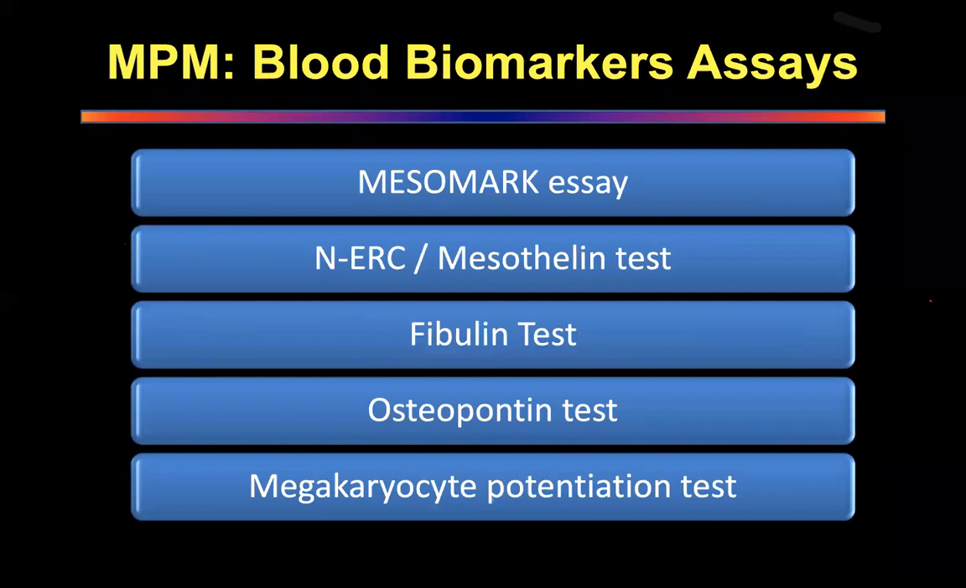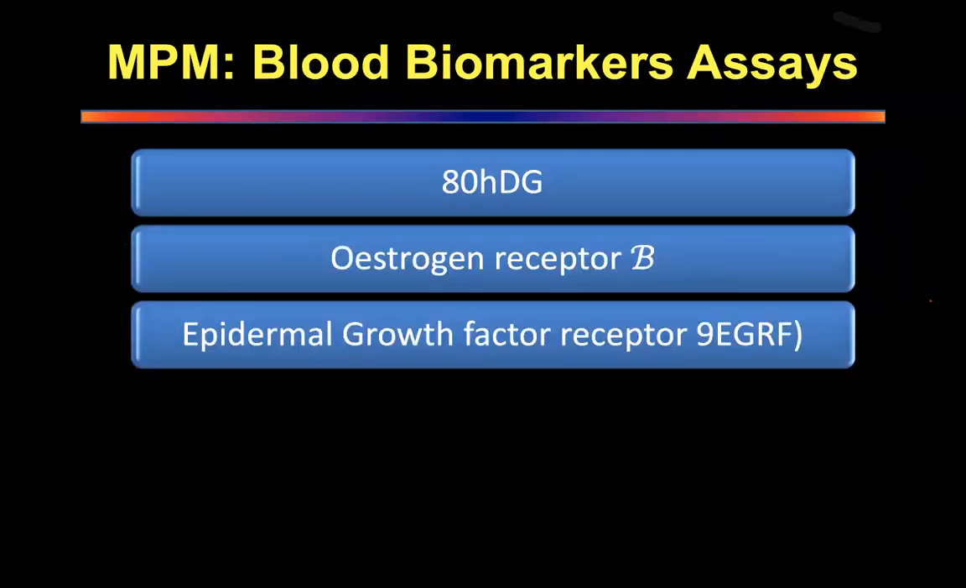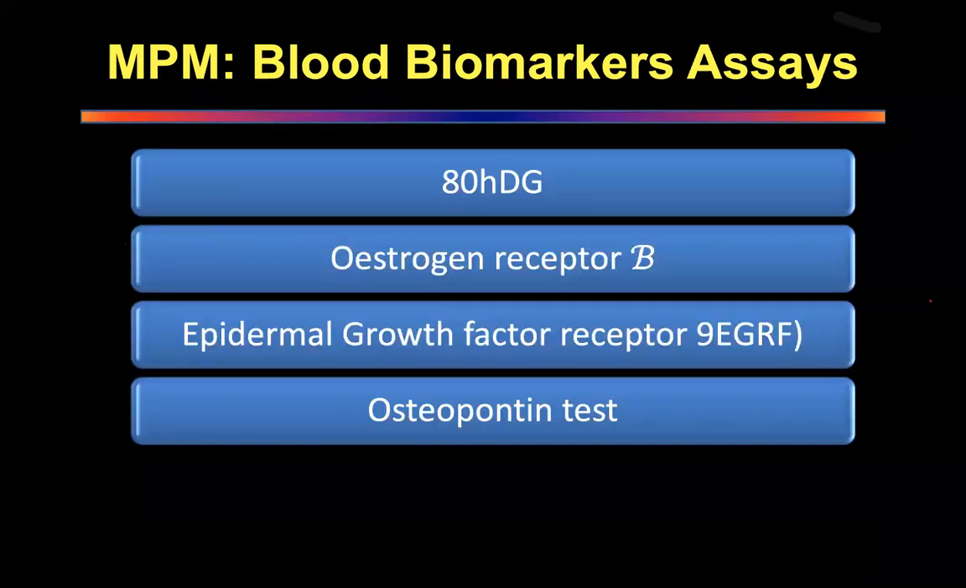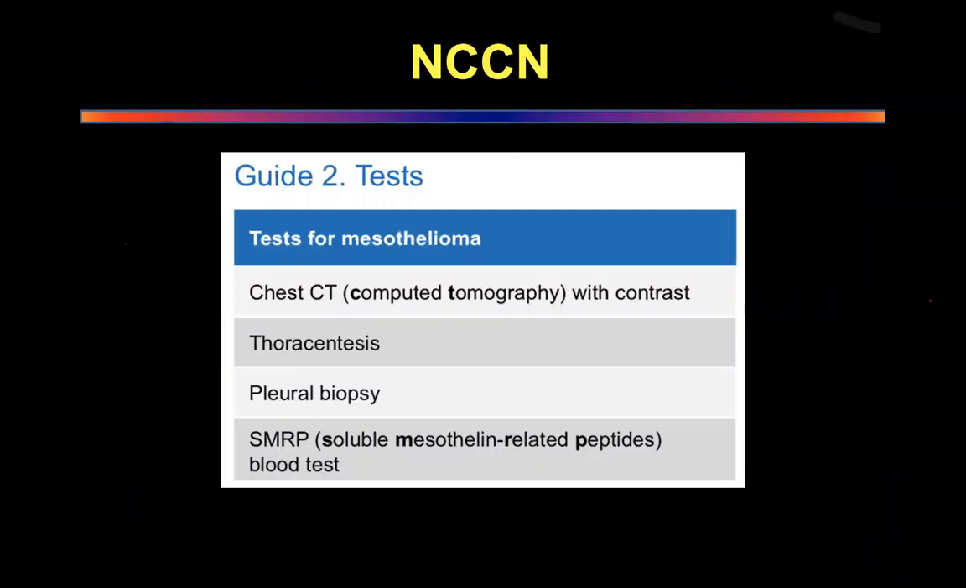I'll just quickly show you the 2 slides. So mesomark, MERC, which is a mesothelin test, fibulin, osteopontin, megakaryocyte potentiation test, ATSDG, estrogen receptors, EGFR, osteopontin, and calretinine. So if you ever get asked for the question on blood biomarkers, this is the data just set out for you. So this is the flashcard for the patient to understand.